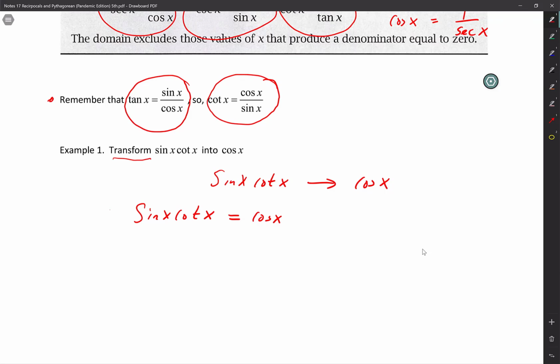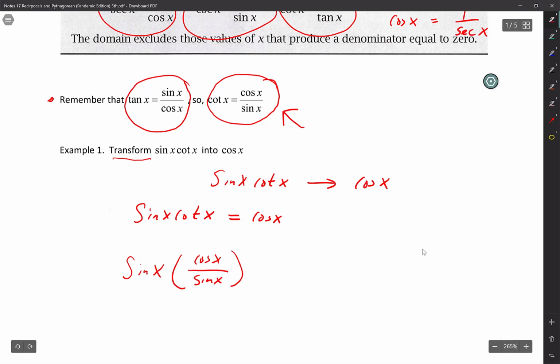So here's how you do it. We start off with a very basic one, guys. We know what cotangent x is. Look, we have that rule right there, that definition right there. So I'm going to write sine x, and I'm going to substitute what cotangent x is in terms of sine and cosine. I know that cotangent x in terms of sine and cosine is cosine x over sine x. And it's coming out little wigglies. I'm not sure why it does that sometimes.